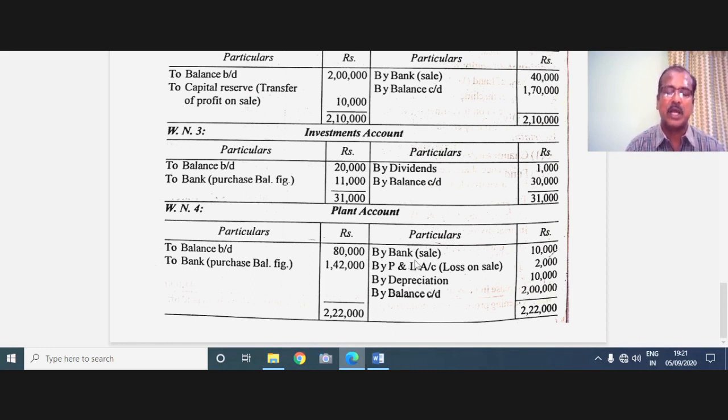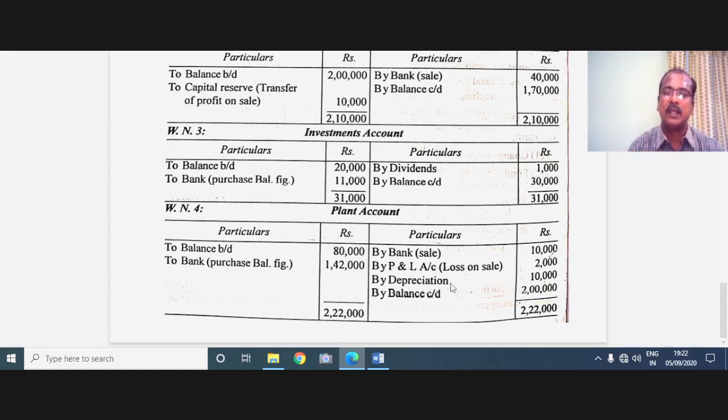And what was stated in the problem? Plant and machinery, the book value of which was 12,000, sold for 10,000. What is the journal entry? Bank account debit 10,000, P&L account debit 2,000, to plant account 12,000, and that's the entry passed. Fine. And also there is another posting here, depreciation. They have charged 10,000 rupees of depreciation on plant and machinery for this year. So depreciation account debit to plant and machinery account.